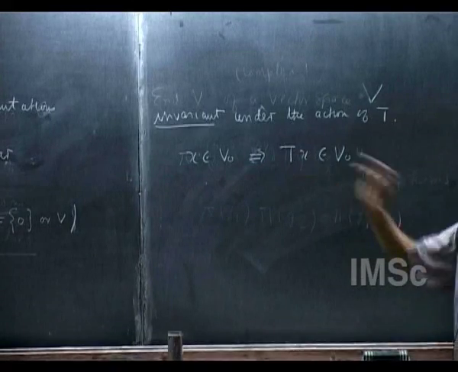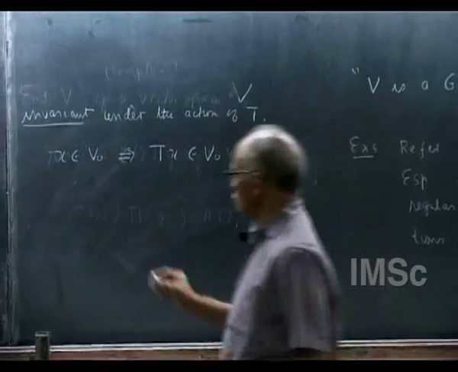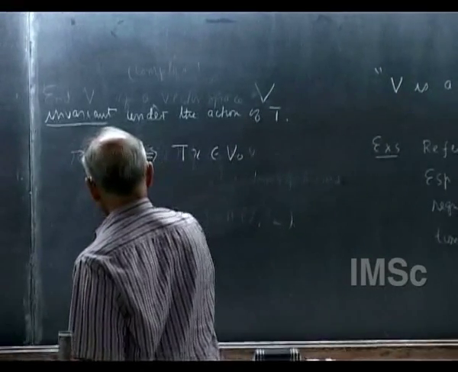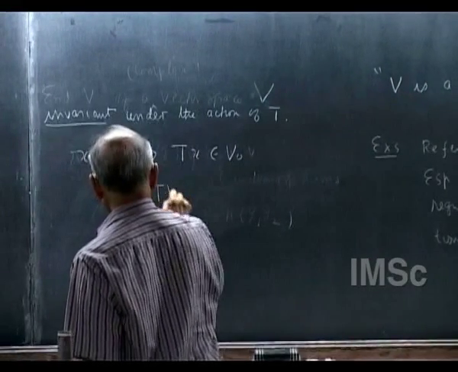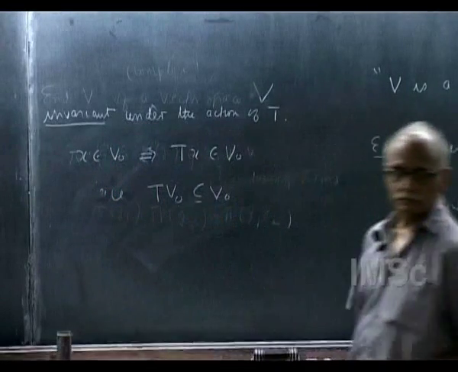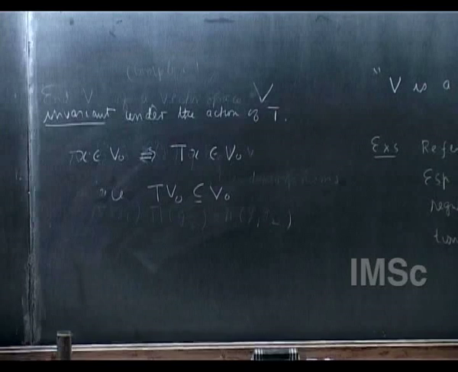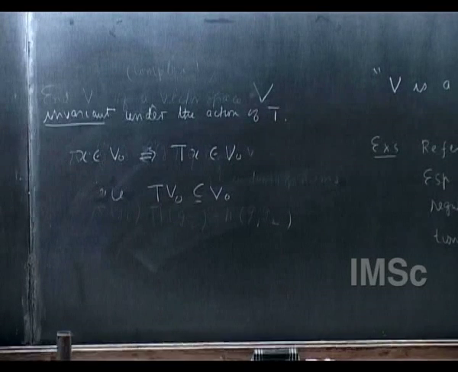That is, if you take a vector in V0 and apply this operator, you get back a vector in V0. So, we write this normally, T acting on V0 is contained in V0. As a set, it maps into itself. Then we say that V0 is an invariant subspace under T.